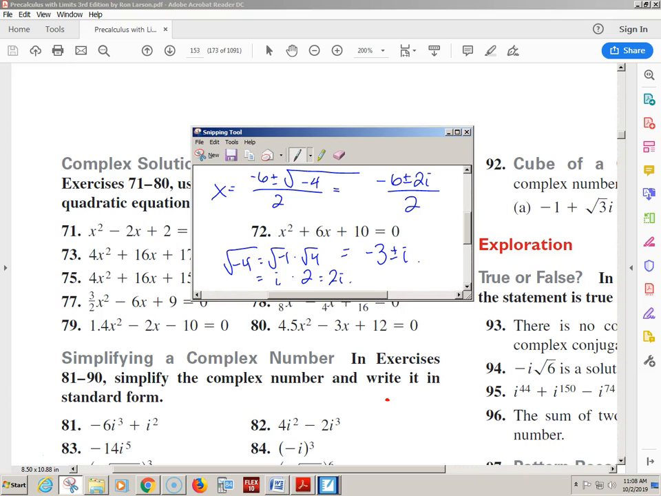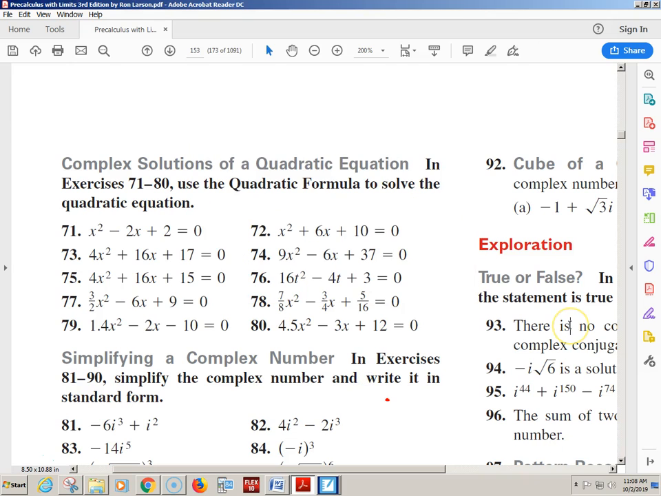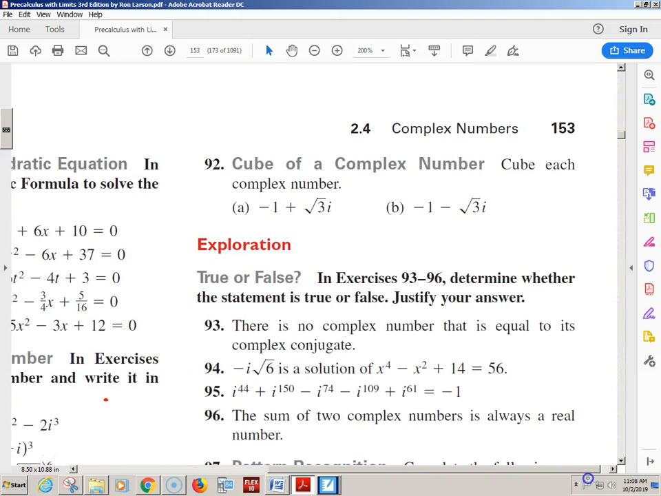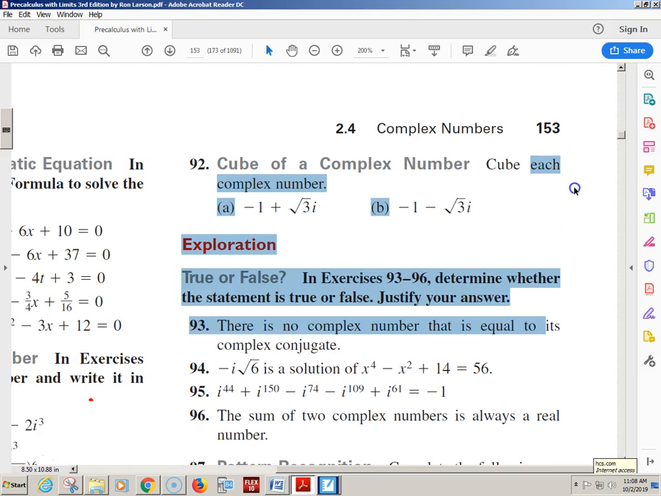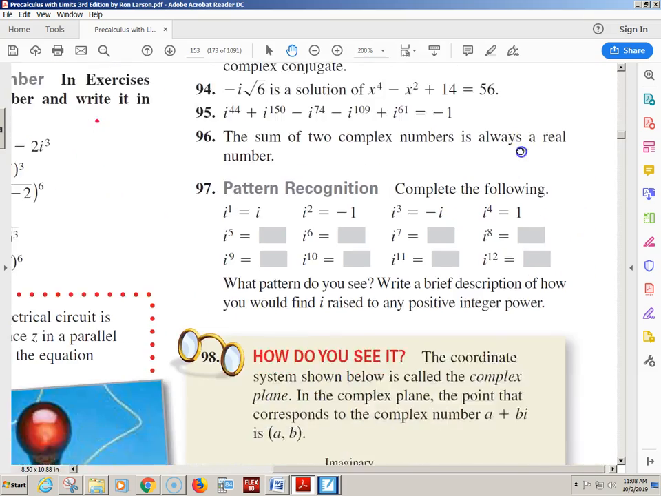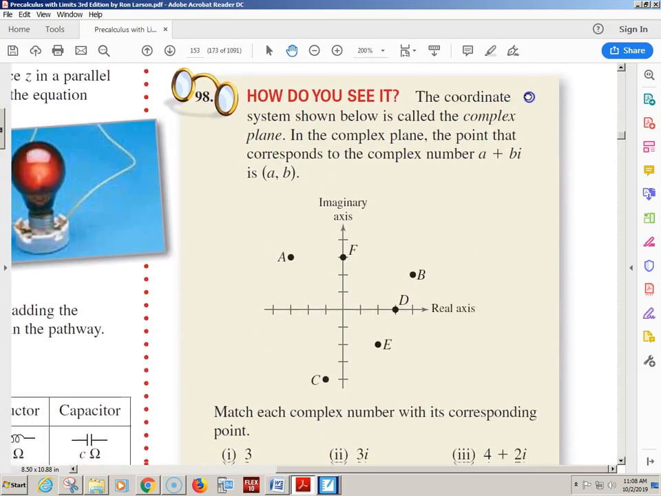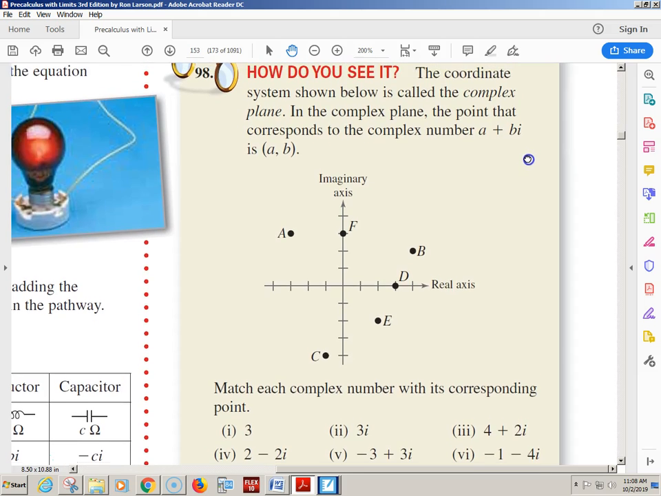Sorry, guys, help me out with the evens. That was 72, and then you said 92 and 96? Oh, 98. Do you want to peek at it? We can peek at it. I don't know. Well, what was the answer to 72 again? It was negative 3 plus or minus i. 106. Oh, it's one of these ones.